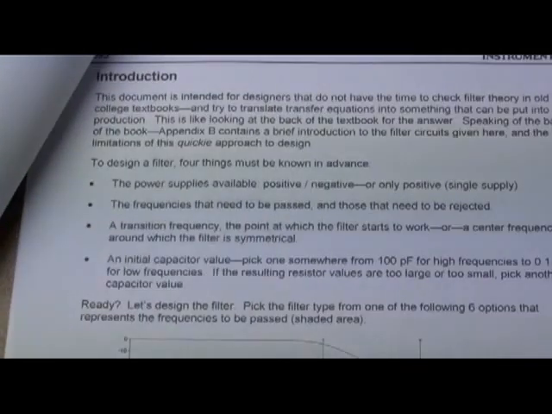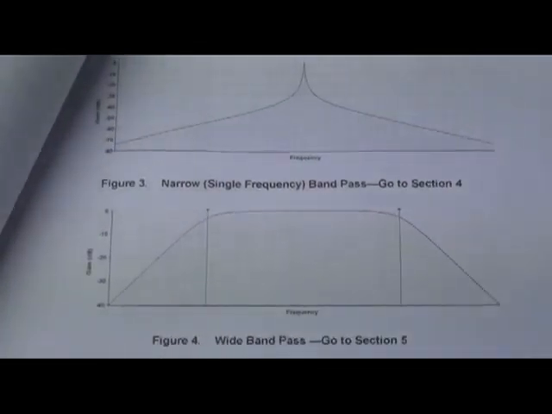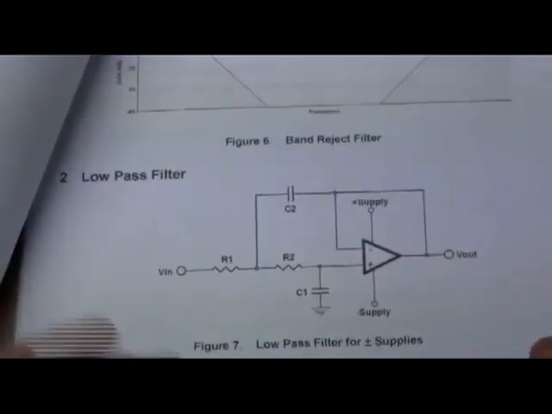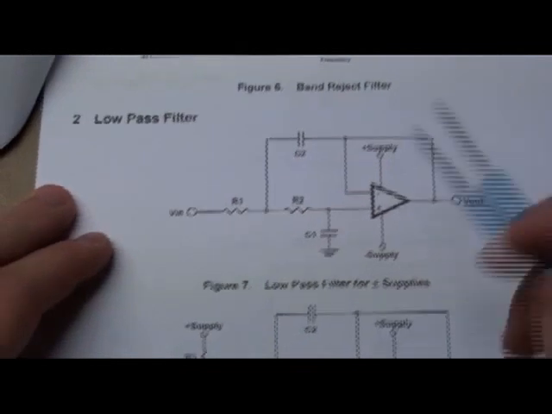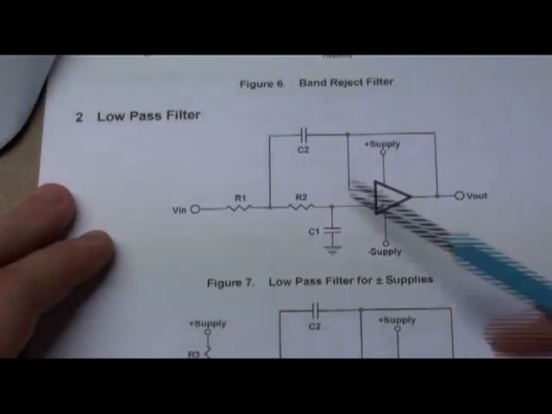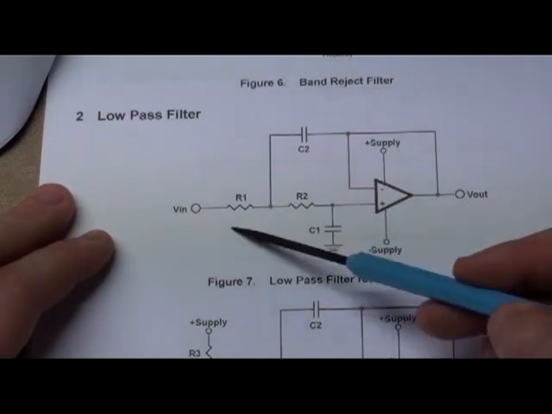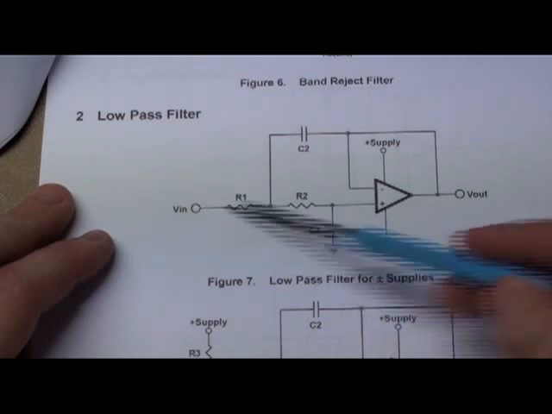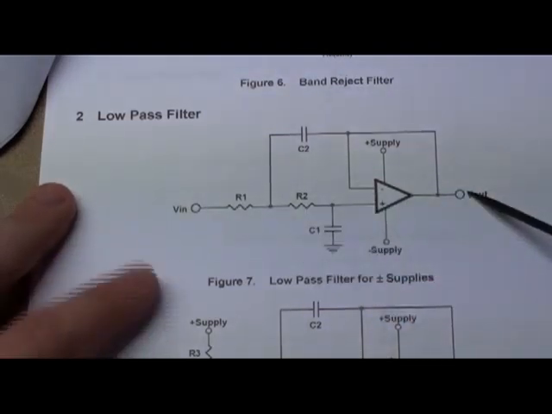So, that's why this document is good, and there are some more filters you can build, but let's say we wanted to build a low pass filter. So we want to keep our low frequencies and get rid of our high frequencies. All you have to do is go to page 3, and it says, oh look, there's our triangle op amp again. This is a capacitor, this is a resistor, this is a resistor, this is a capacitor. That's where your signal goes in, that's where your signal comes out.